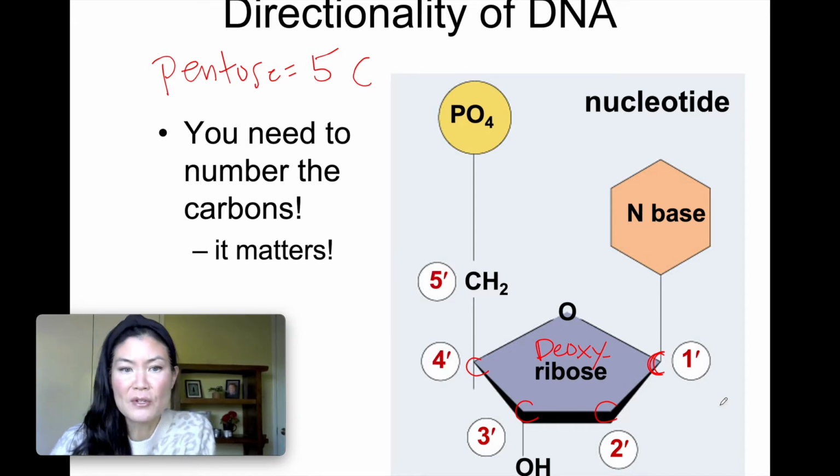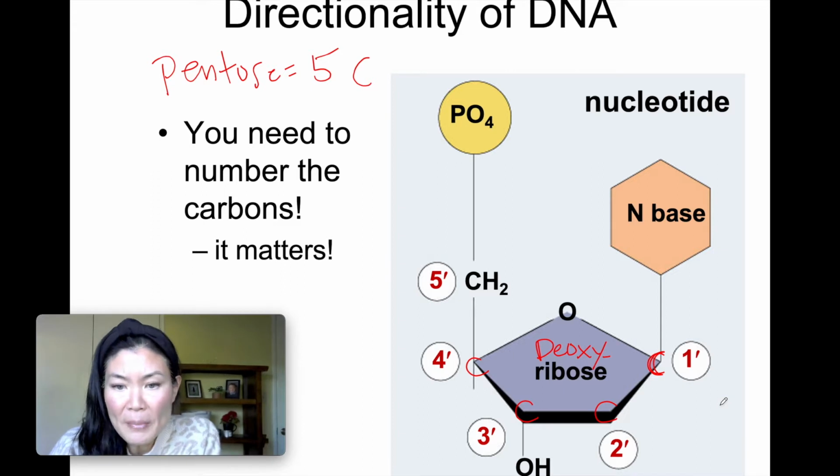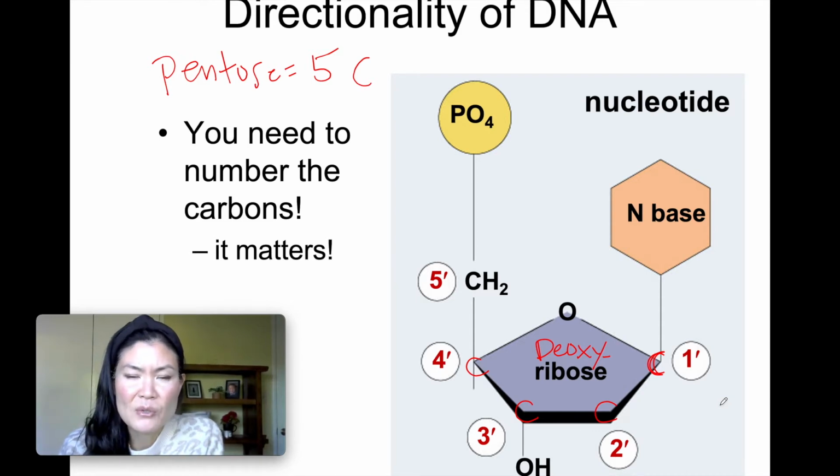You do need to know the numbers of the carbons, because that's going to tell us the directionality of DNA. Remember how we said that DNA is made up of 2 strands? Each strand is going in a specific direction, okay? When we say direction, we're talking about a 5' end and a 3' end. It's sort of like a train. There's a front and a back. So think of each strand of DNA as a train where there's a front part and a back part.